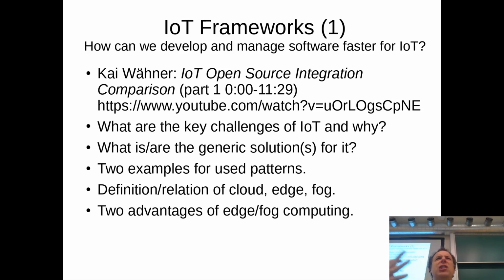What are the generic solutions for these key challenges? So what is the abstract methodology or abstract thing that can solve that? They will talk about patterns in the beginning, so I want you to capture at least 2 examples for potential patterns to deal with the problems.